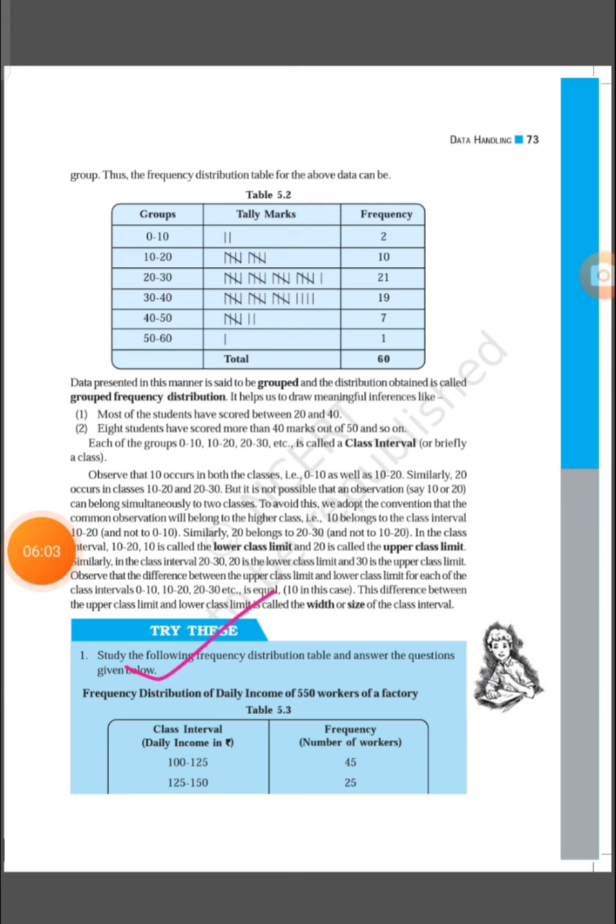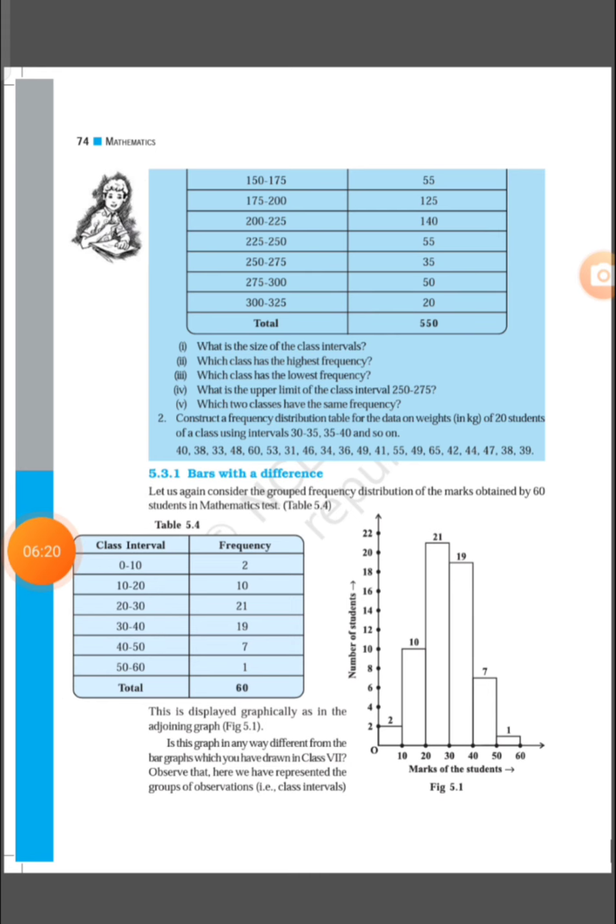So the activity is: study the frequency distribution table and answer the following questions given below. There are some questions, and frequency distribution tables for these questions are given. You have to check these questions and solve. What is the size of the class interval? For class interval, you have to subtract the lower limit from the higher limit. Highest frequency means which class has the higher number of students, and you have to write that class.